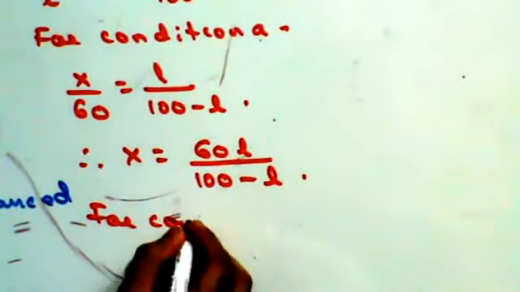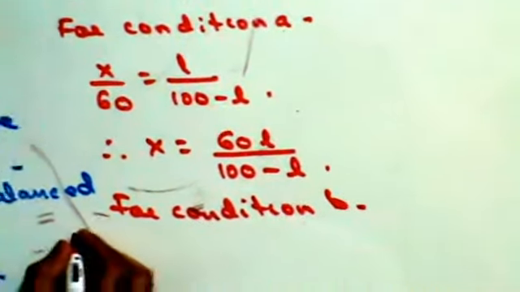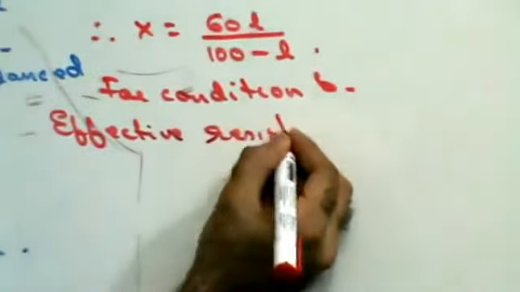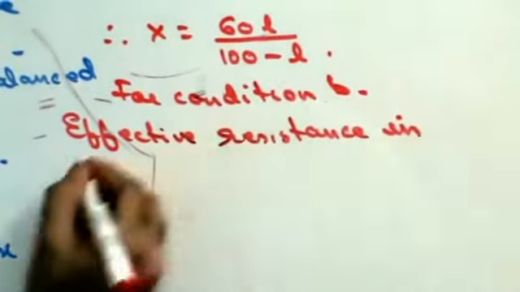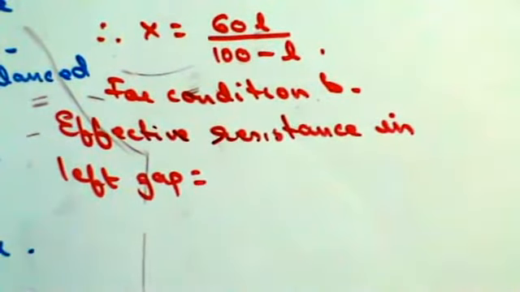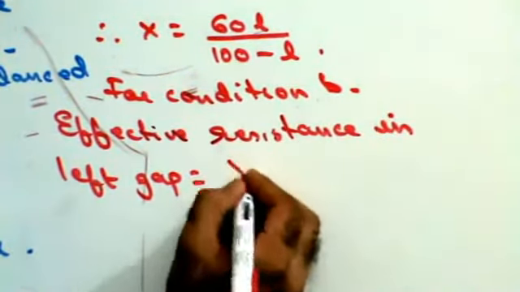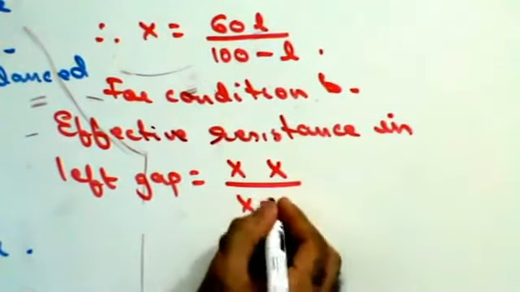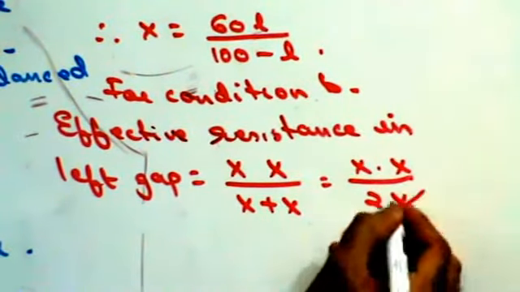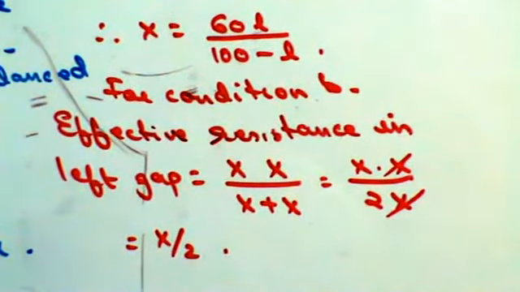the effective resistance in the left gap, since two resistors of value x and x have been shunted, will be x into x upon x plus x. So this is x into x upon 2x, x and x get cancelled, so that will be x by 2. The effective resistance in the left gap will be x by 2.